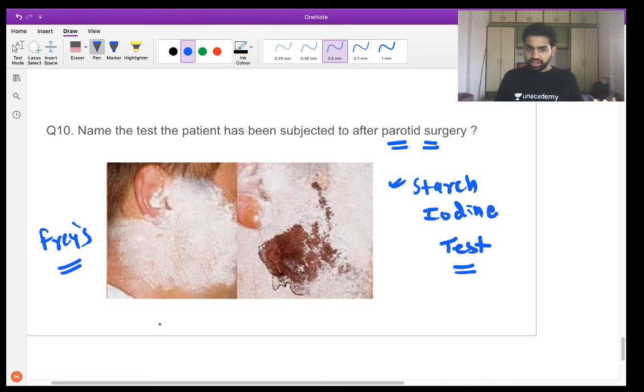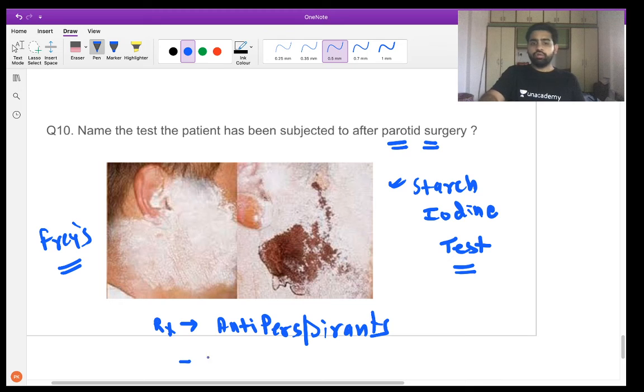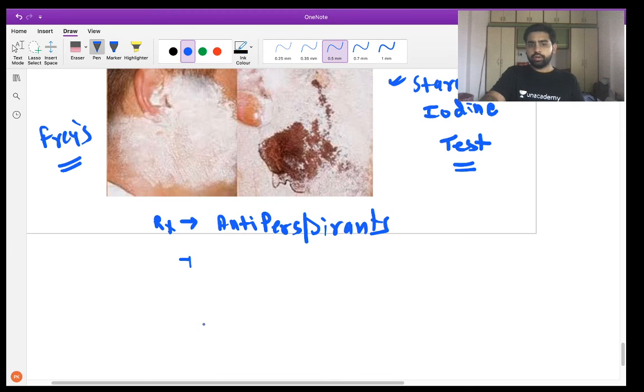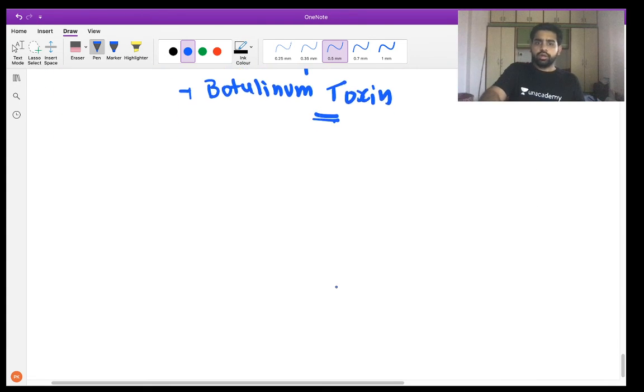Okay, how do you manage these patients? You have to go for antiperspirants, and you can go for botulinum toxin. Okay, so you can also go for a botulinum toxin. Okay, right. So this is about the starch iodine test.